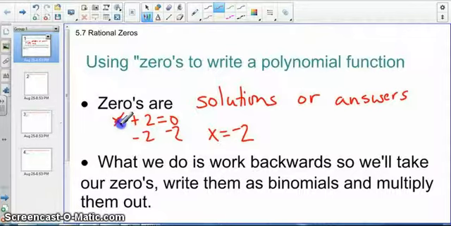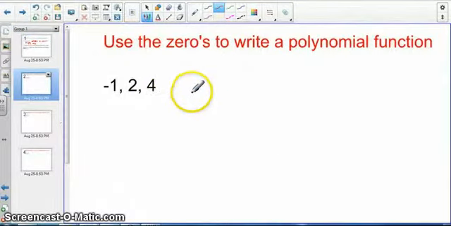So negative 2. What we're going to do is work backwards. We're going to take our zeros and write them as binomials. So for instance, if we have negative 2 as a zero, we'd write that as a binomial of x plus 2. And then we'll multiply those out to be able to write these in standard form. Now we're going to deal with all positive and negative real numbers, and whole numbers. So first I need to write my solutions or my zeros as binomials.